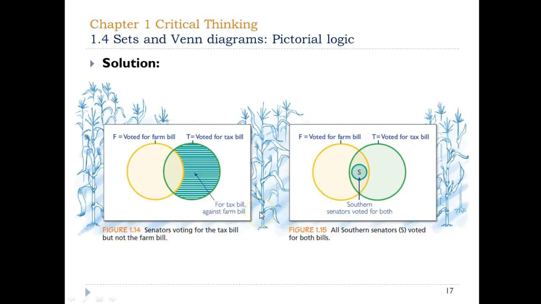Now, if we wanted to include Southern senators who voted for both, they have to be included in the intersection or conjunction of the two sets. Right, so this set is the set of Southern senators who voted for both bills.